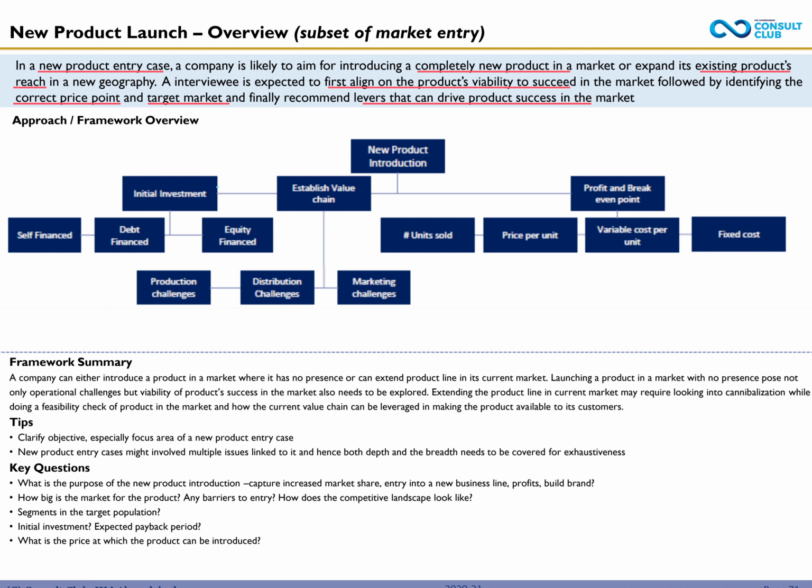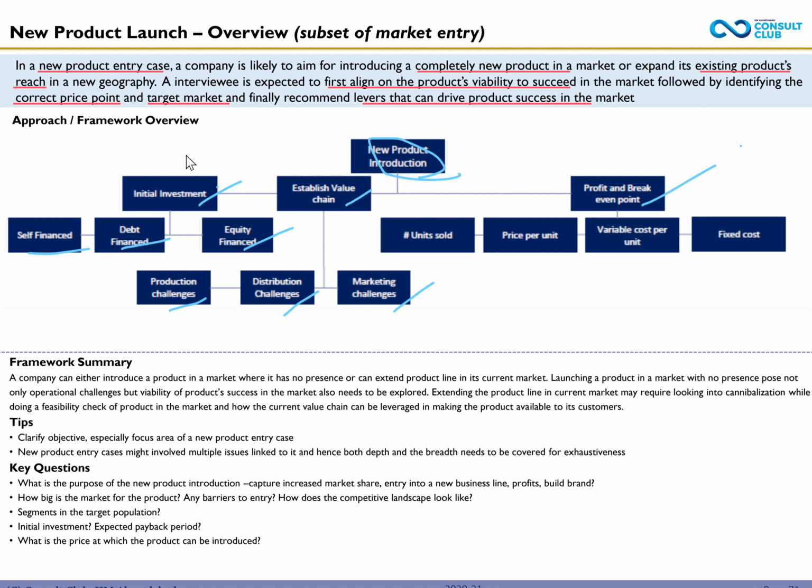So the approach for this is, there is a new product introduction. It's divided into three parts: initial investment, establish value chain, and profit and break-even point. Okay, let's start with initial investment. When you're launching a product, investment can be of three types: self-financed, debt financed, and equity financed. Pretty self-explanatory. Establish a value chain, which is production challenges, distribution challenges, and marketing challenges.